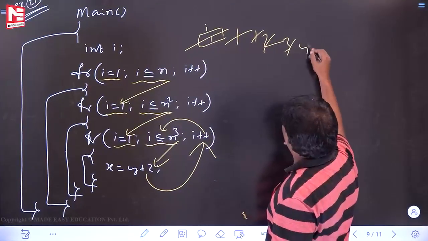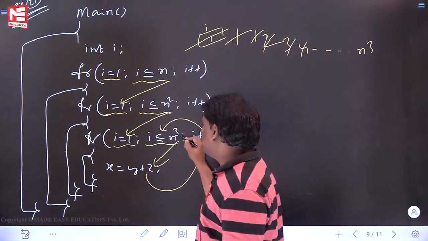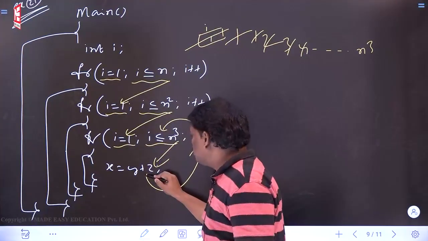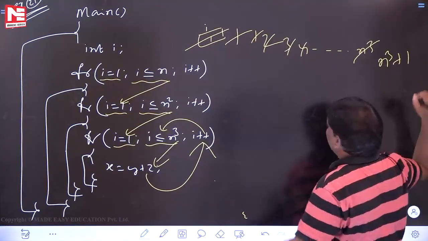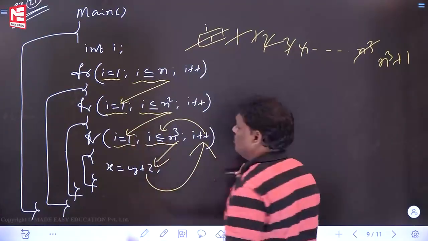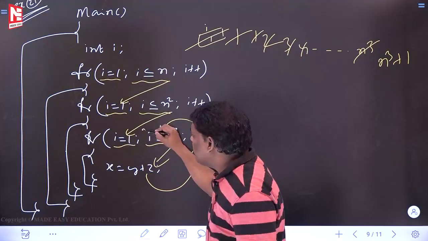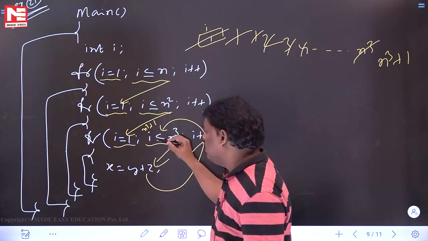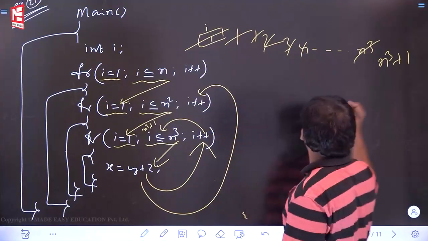Then 3, then 4, and so on. Lastly n cube. N cube less than or equal to n cube is also true. Then execute the statement, then I plus plus. It will become n cube plus 1. N cube plus 1 is less than or equal to n cube, which fails. So this loop fails. The last I value is n cube plus 1. Because this fails, you have to go to here, I plus plus.